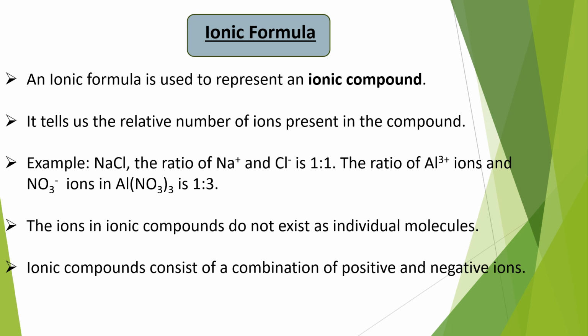Ionic formula. An ionic formula is used to represent an ionic compound. It tells us the relative number of ions present in the compound. For example, sodium chloride. The ratio of positive sodium ion and negative chloride ion is 1:1. The ratio of aluminum ions and nitrate ions in aluminum nitrate is 1:3. The ions in an ionic compound do not exist as individual molecules. Ionic compounds consist of a combination of positive and negative ions.